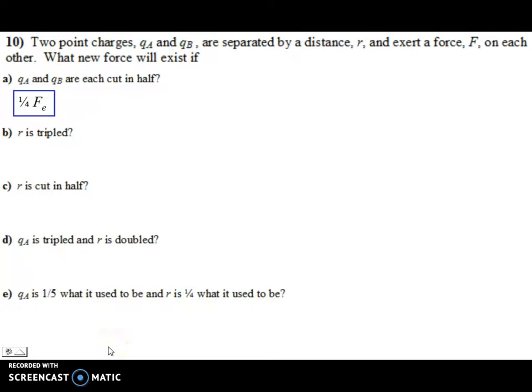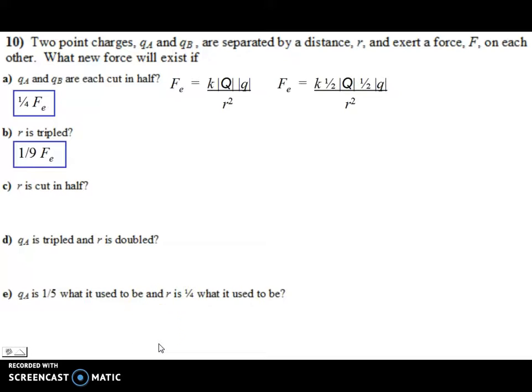but just in case you need to see it spelled out for you, here's Coulomb's law, its original form, and then you replace one of the charges with half of it, the other charge with half of it, you take a half times a half as a quarter, you pull it to the outside, you'll see it's a quarter times the original, so it's a quarter Fe. Letter B should be 1/9 Fe, which should make sense because if the distance is tripled, you should expect that they exert less of a force on each other.